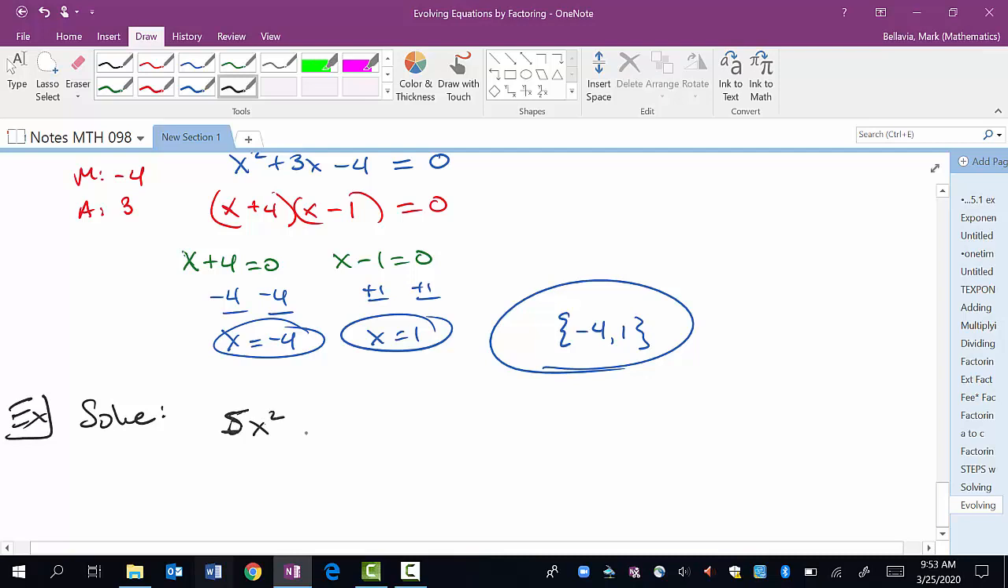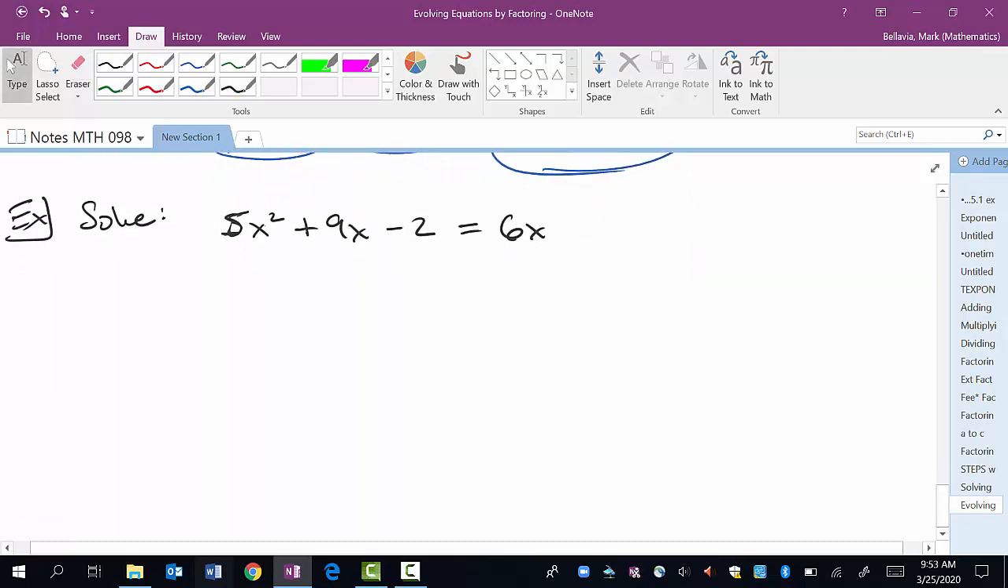Alright, so 5x squared plus 9x minus 2 equals 6x. Alright, so I'm trying to solve this quadratic equation. So the first thing I want to do is get one side equal to 0. So I'll subtract 6x from the right side. To do this to the left side, make sure you take it from its like term. So I end up with 5x squared. Positive 9x minus 6x is a positive 3x. Watch your sign there. And then here we have minus 2. This whole thing equals 0.